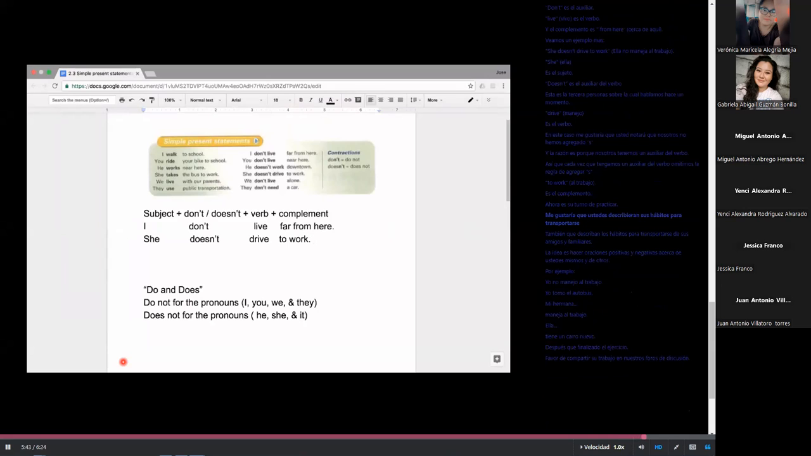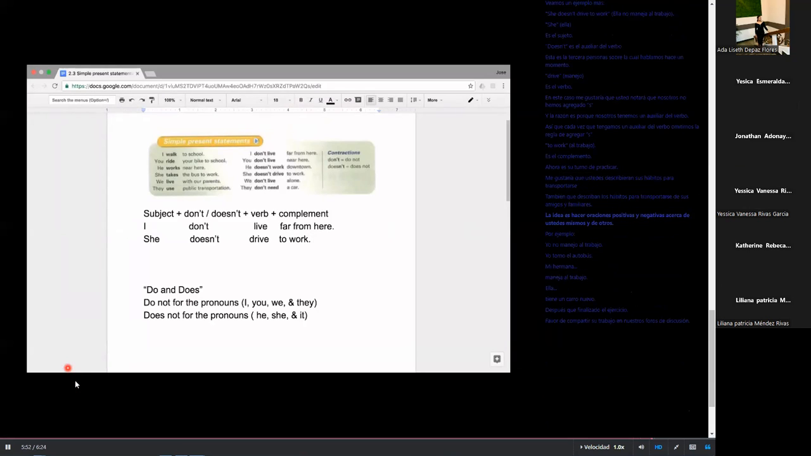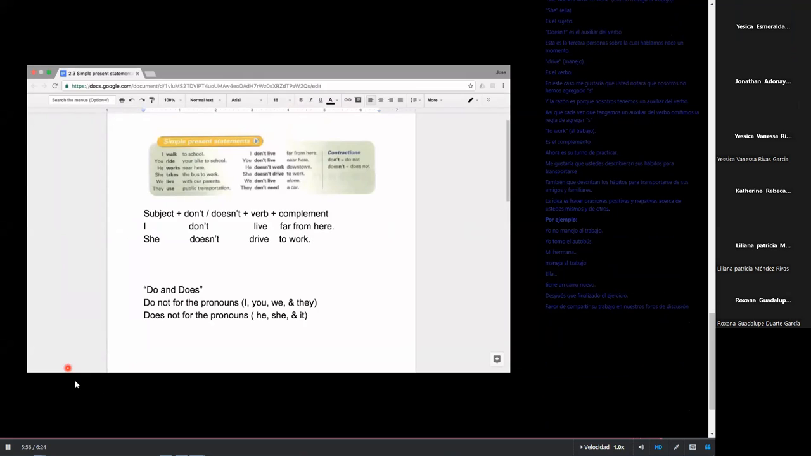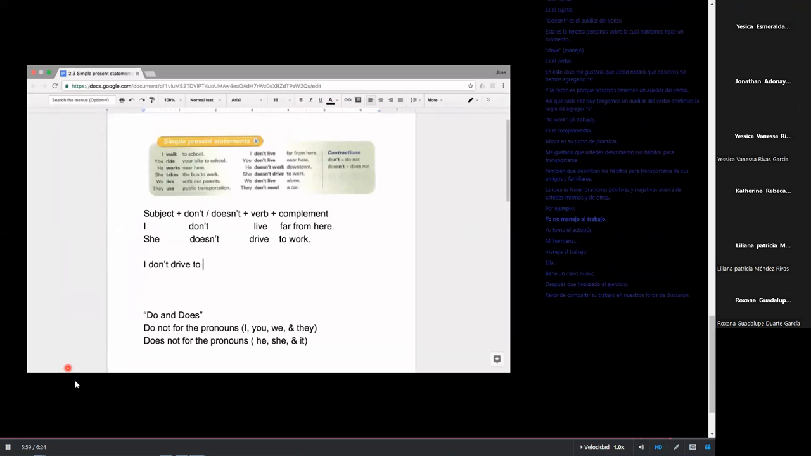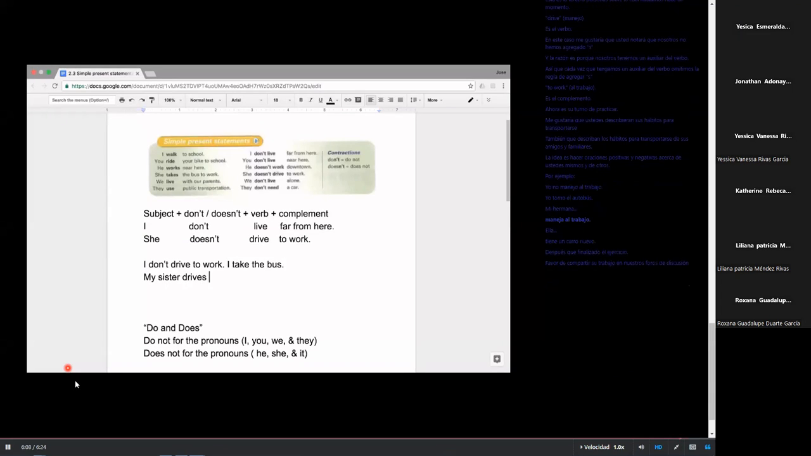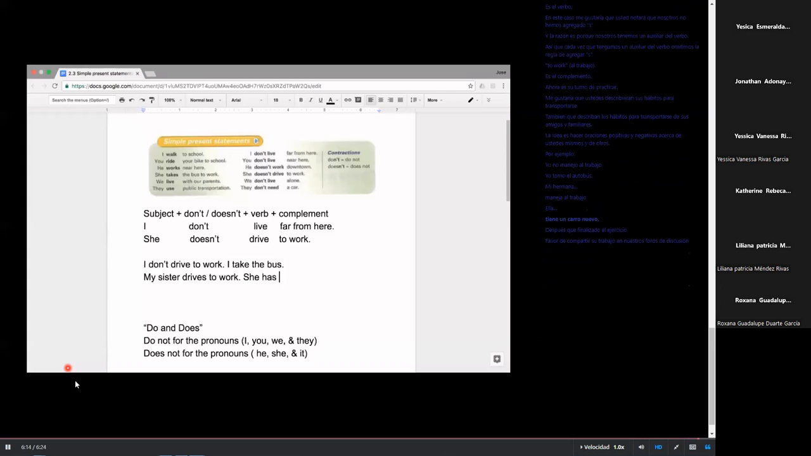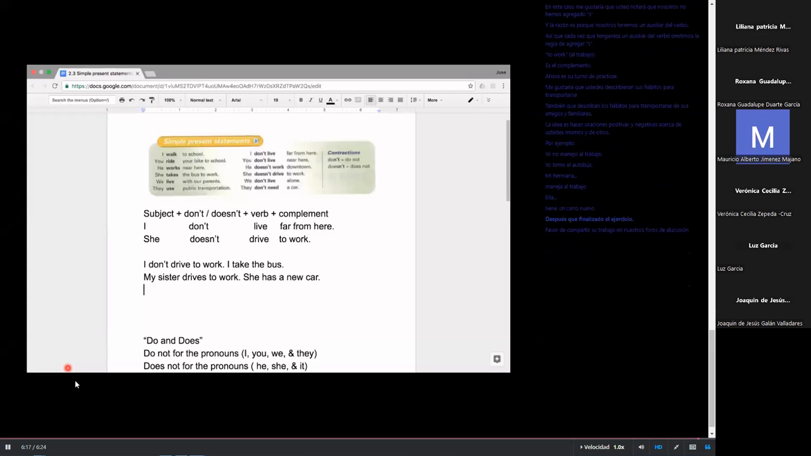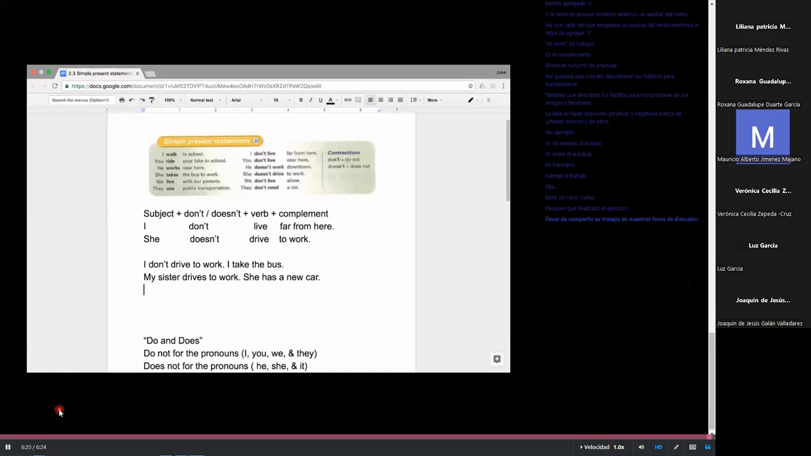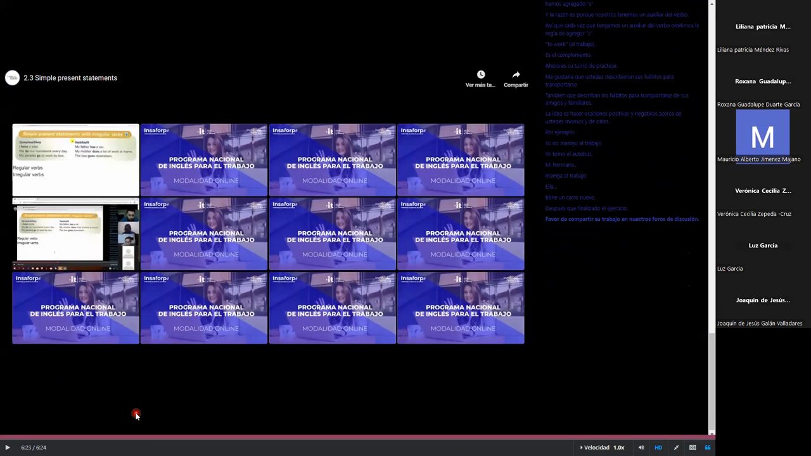Now it's your turn to practice. I would like for you to describe your transportation habits and also talk about the transportation habits of friends and relatives. The idea is to make positive and negative statements about yourself and others. For example, I don't drive to work. I take the bus. My sister drives to work. She has a new car. After you finish this exercise, please share your work in our discussion forums.